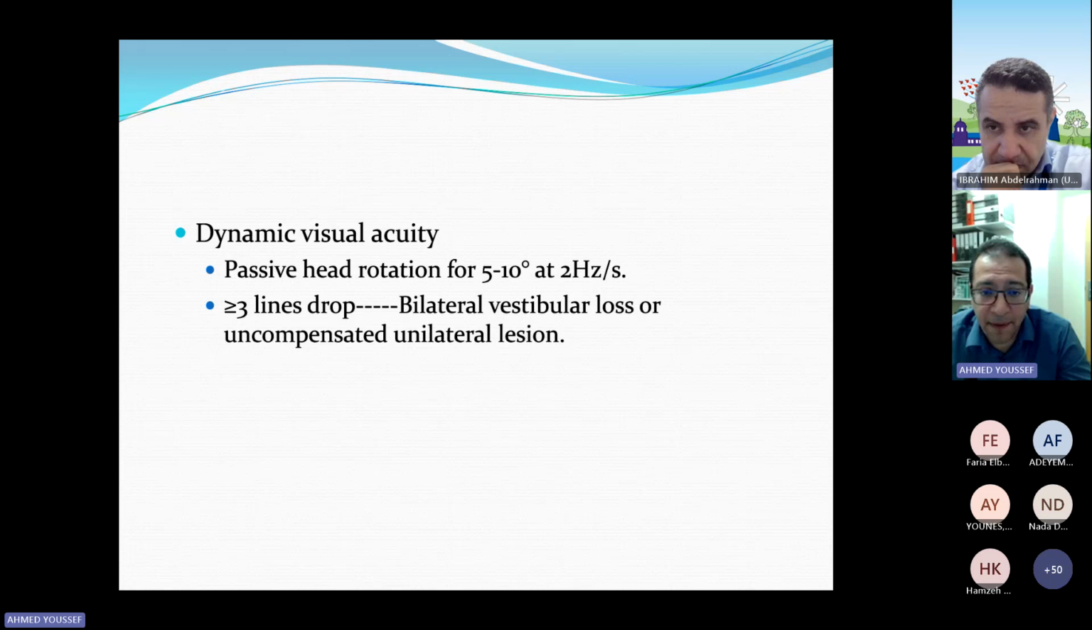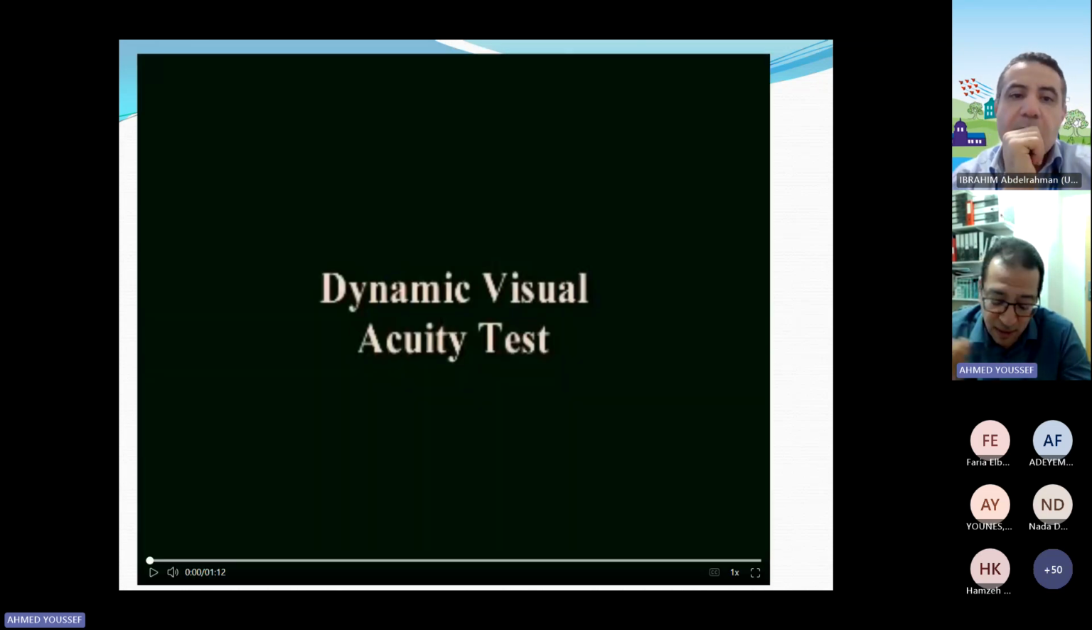Then the third test for a peripheral vestibular lesion is the dynamic visual acuity test. Basically, you passively rotate the head for 5 to 10 degrees and ask the patient to look and read the Snellen chart. If there is a drop in the lines that the patient can read, this indicates vestibular loss. And again, the reason why a normal person can read the Snellen chart with the head being moved from side to side is because they have an intact vestibular ocular reflex.